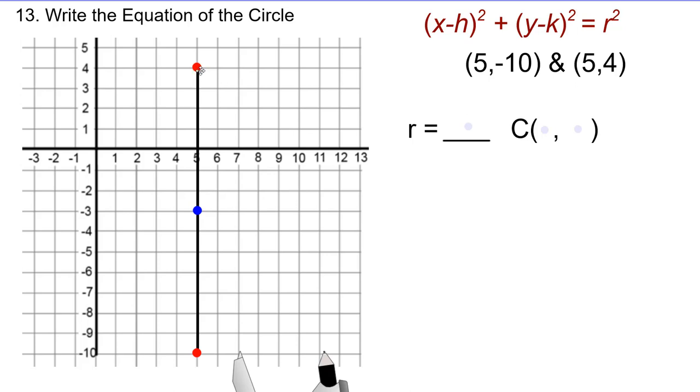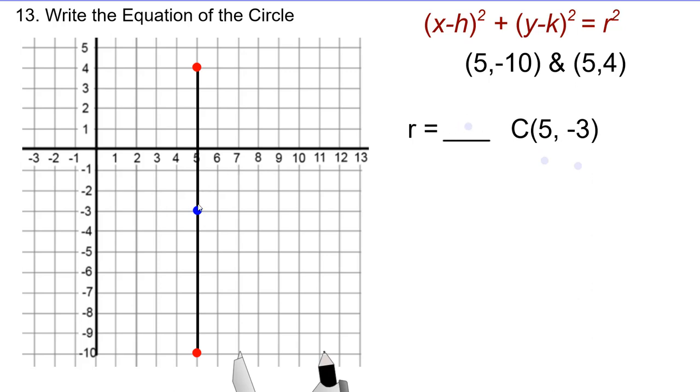So the midpoint is the average, right? If I go from 4 to -10, I add them together, which is -6. Half of -6 is -3. And the average of 5 and 5, of course, is still 5. So our center point is going to be 5 and -3.